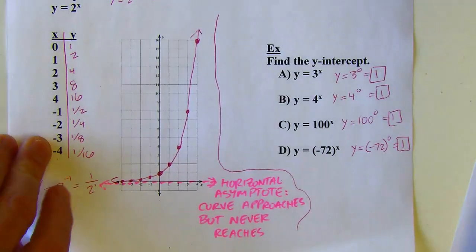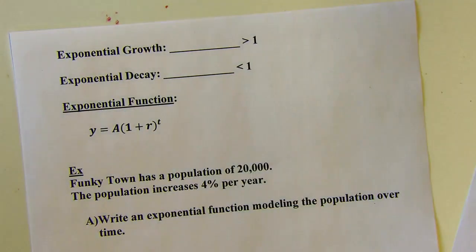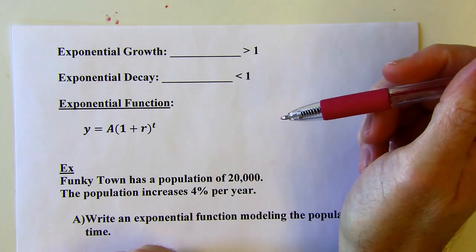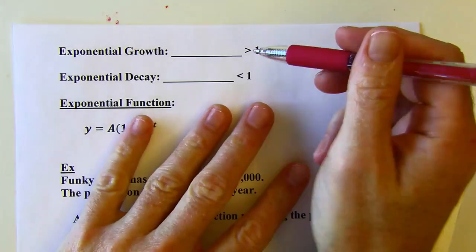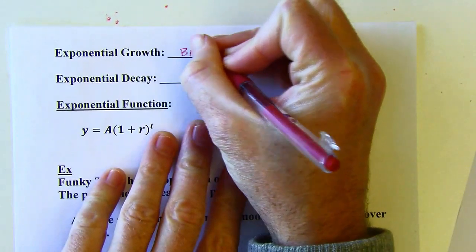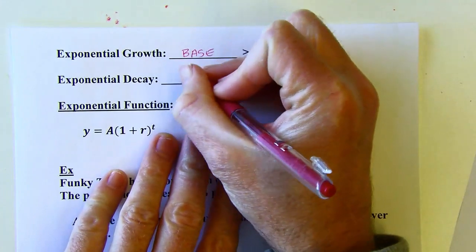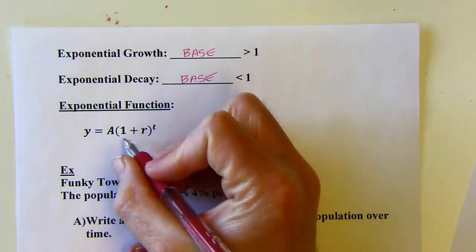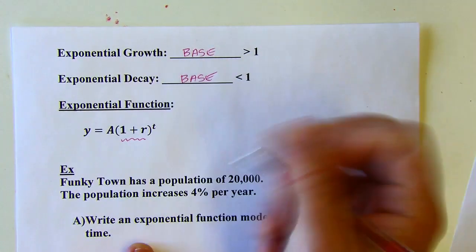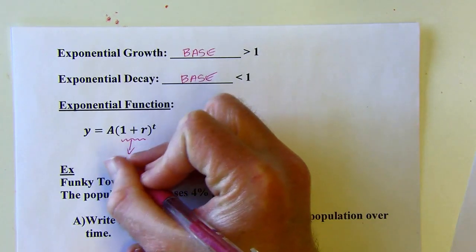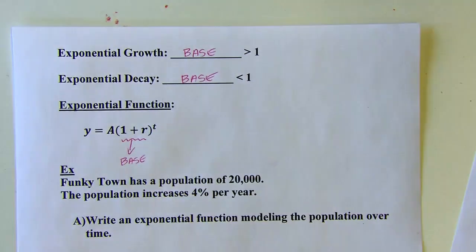Okay, on to the next page here. So there's a way that you can tell if something's exponential growth or decay based on the base, okay? And I'll get to what exactly the base is in just a second. It's just the part that's raised to the exponent, okay? So actually looking at this exponential function down here, the whole contents of the parentheses here is the base. This is the base because that's what's raised to the t here, okay?